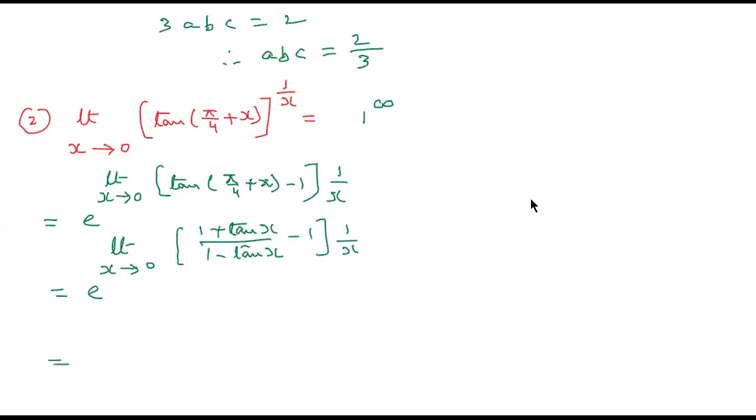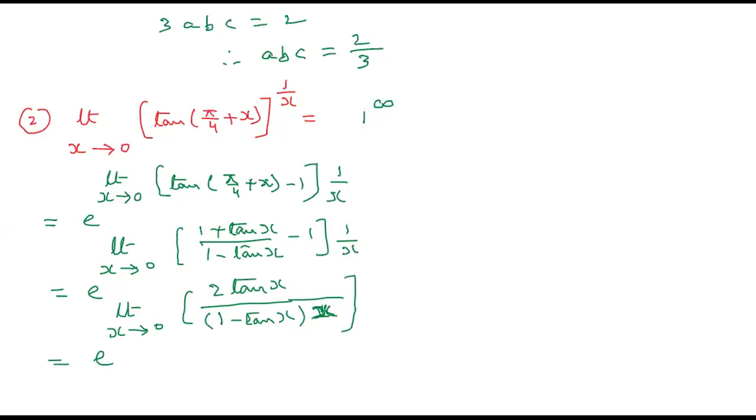Here, observe the calculation. e power limit x tends to 0. Here, take the LCM in the denominator, that is 1 minus tan x. This is the LCM. And in the numerator we get 1 plus tan x minus 1 plus tan x. Minus 1 plus 1 is going to cancel. We get 2 tan x into 1 by x. The 1 by x I am going to write in the denominator.